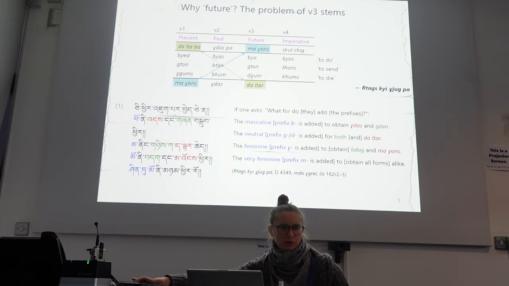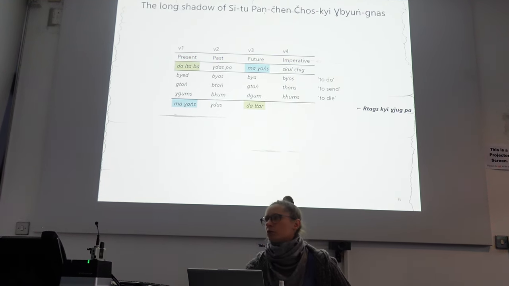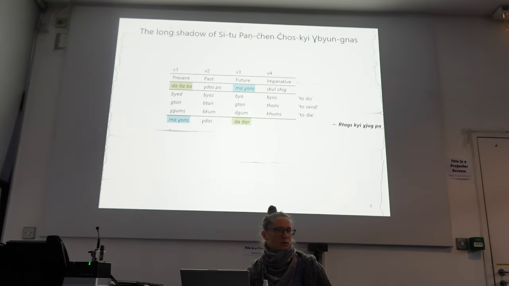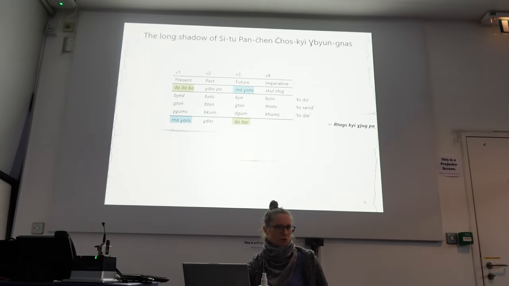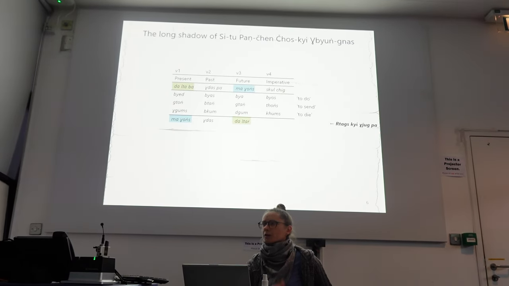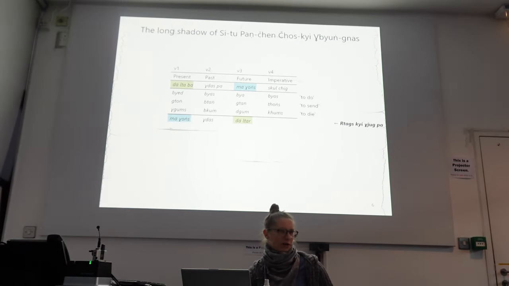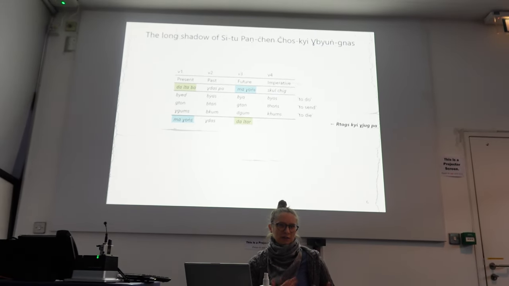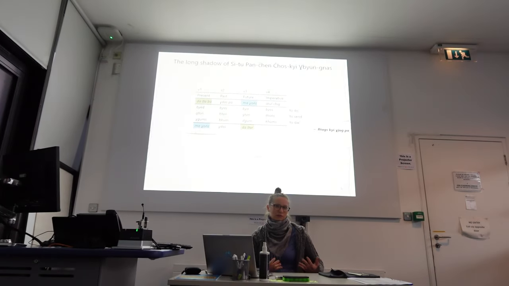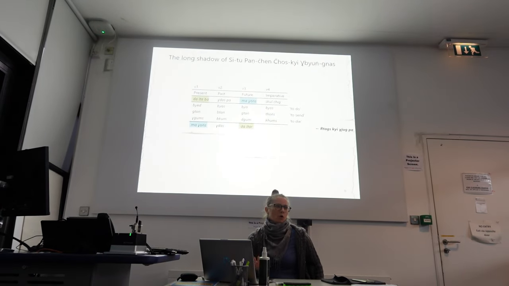Up to the 18th century, they were struggling, and then a person known as Si-tu Paṇ-čhen Čhos-kyi Ɣbyuṅ-gnas, a very famous Tibetan grammarian, and a scholar in general, was continuing the struggle. He was apparently very bothered by the fact that this verse 12 was saying something he just could not understand, putting it simply.